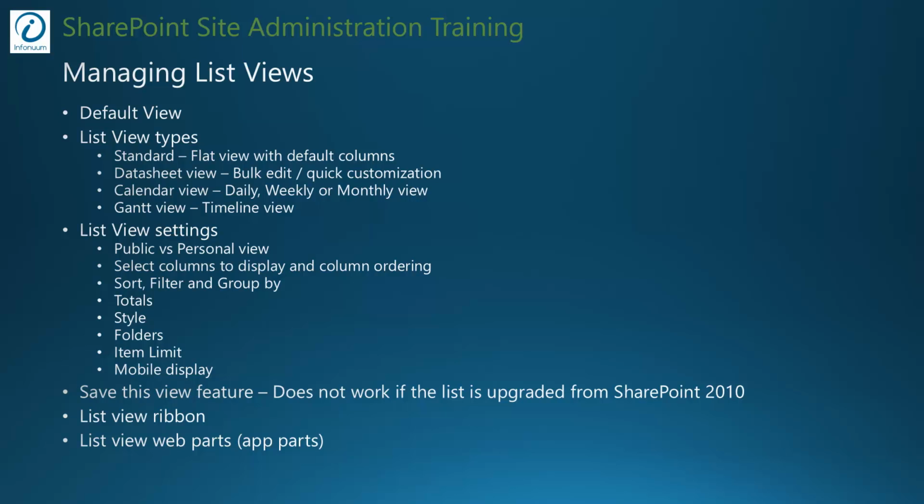Also, SharePoint gives you 4 view types to choose from. The first one is the standard, which is a flat view with default columns. The second one is the datasheet view, which is for bulk edit and quick customizations. Then comes the calendar view, which displays all your records in a daily, weekly or monthly view. The fourth one is the Gantt view, which is basically a timeline view. Let's see this in action.